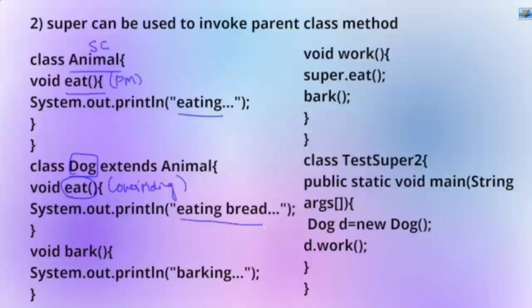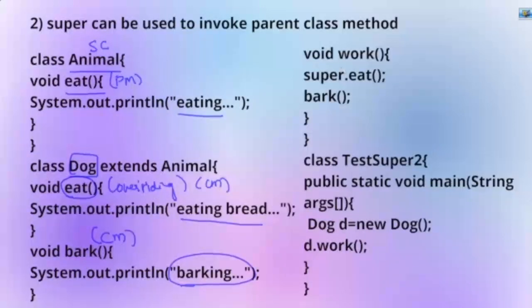System.out eating bread. So this is overriding here. Now next you have void bark, system.out.println barking. So this is going to become the child class method, and this is also the child class method which is taken by overriding.